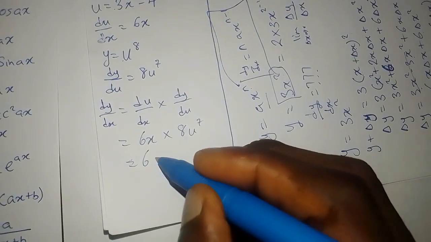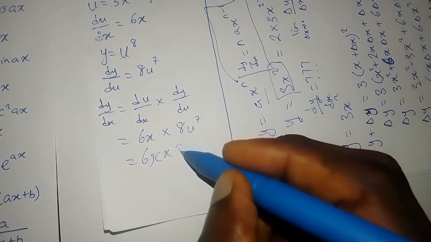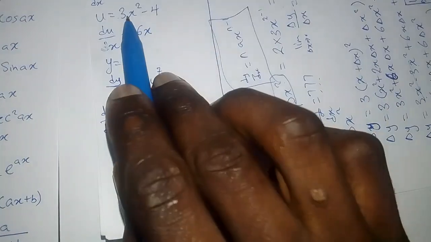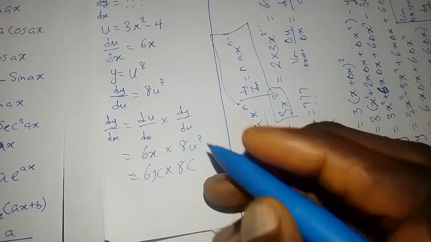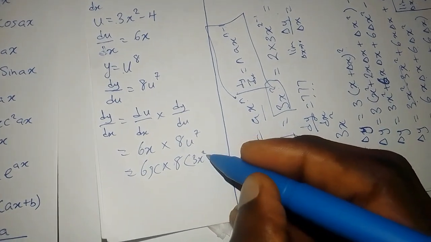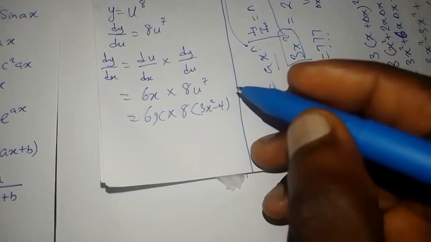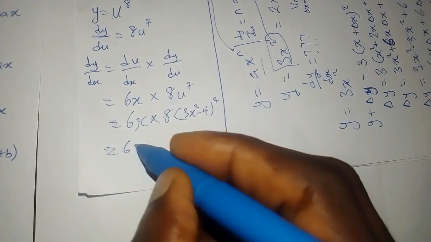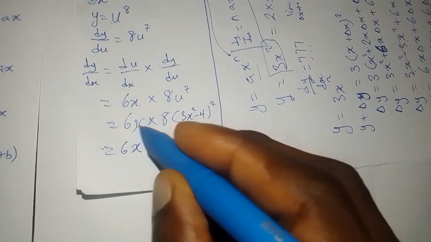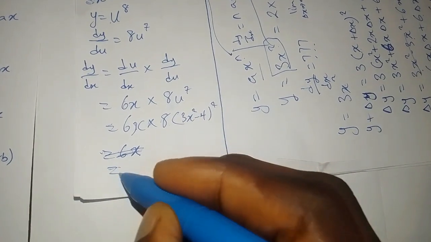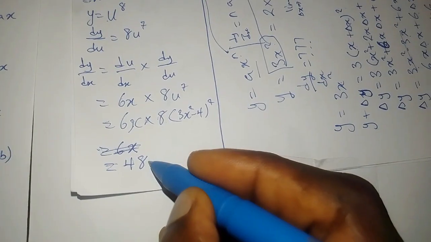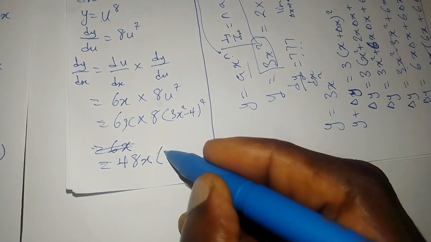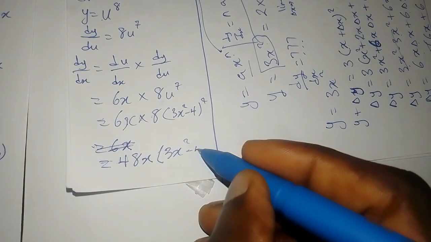6x times 8 into brackets. This u, we have said the value of this u before, that it was 3x squared minus 4, so 3x squared minus 4 all raised to power 7. That's my final answer. Here will be 6 times 8, that's 48, so 48x into brackets 3x squared minus 4 all raised to power 7.